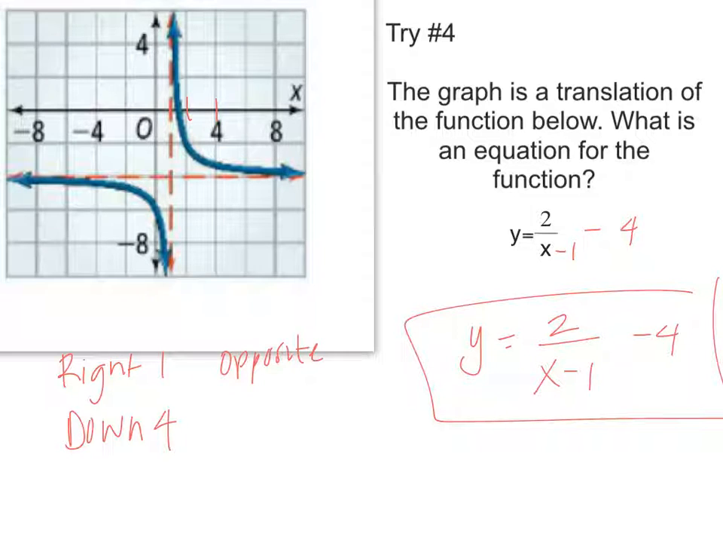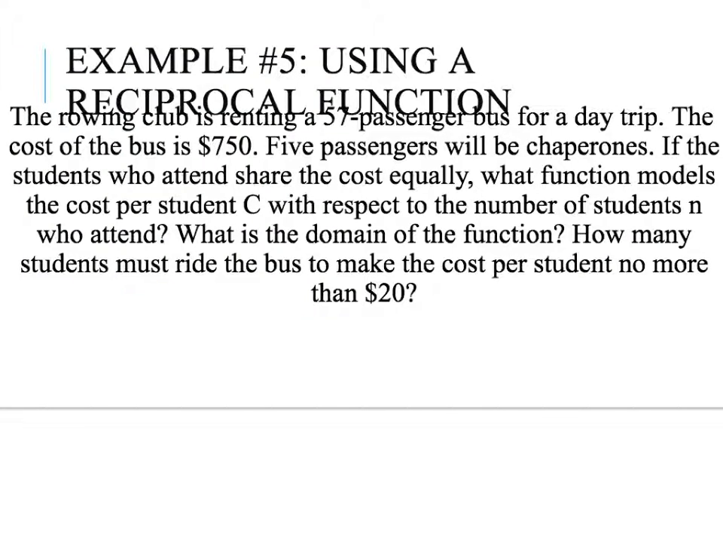All right, so that's it for regular algebra 2. My next example is for pre-AP. All right, so I know this looks a little bit messy, but it basically says that the rowing club is renting a 57-passenger bus for a day trip. The cost of the bus is $750. 5 passengers will be chaperones. If the students who attend share the cost equally, what function models the cost per student C with respect to the number of students who attend? What is the domain of the function? How many students must ride the bus to make the cost per student no more than $20?